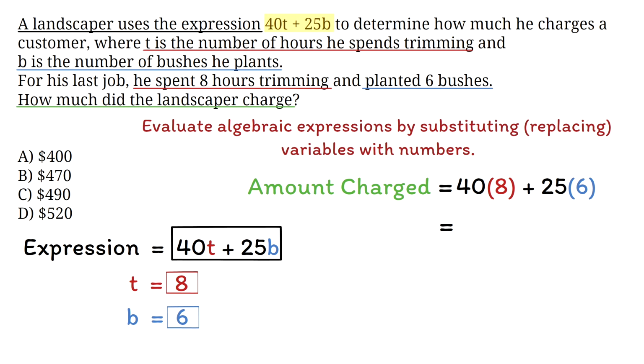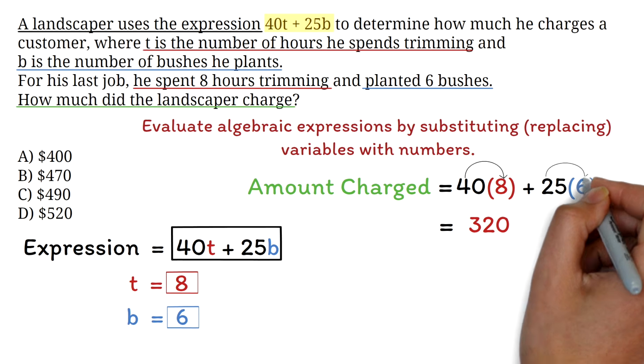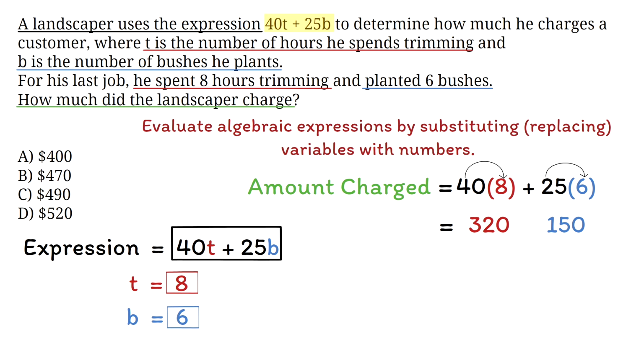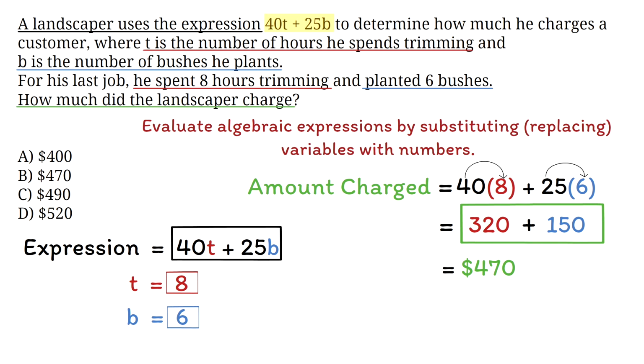Now we multiply. 40 times 8 is 320. 25 times 6 is 150. Next, we add the two results. 320 plus 150. This gives us $470. Therefore, the correct answer is option B, $470.